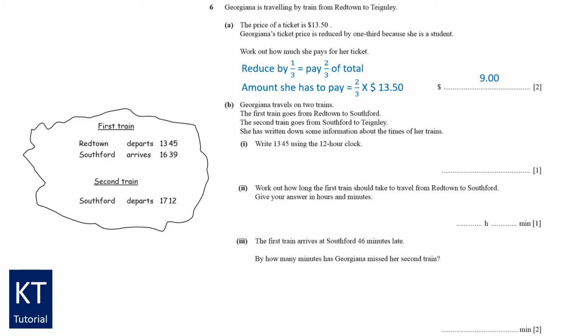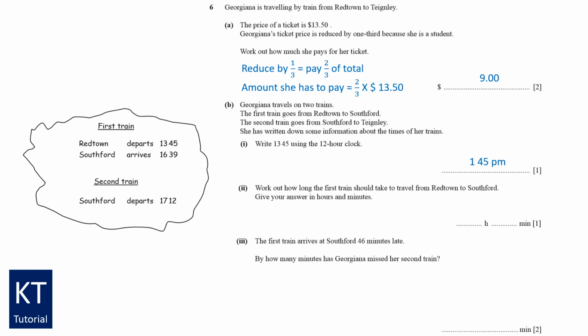Next, Georgiana travels on 2 trains. The first train goes from Red Town to Salford. The second train goes from Salford to Tanley. She has written down some information about the times of her trains. Write 13:45 using the 12-hour clock. It translates to 1:45 p.m.